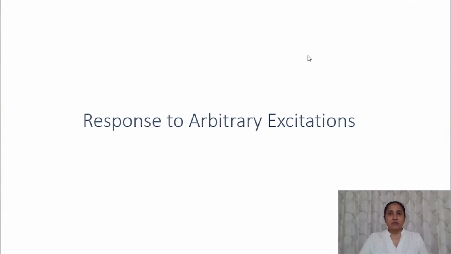In previous lectures, we learned the responses of a single degree of freedom system under free vibrations and under harmonic and periodic forces. From now onwards, we will learn the responses of single degree of freedom structures under any arbitrary excitation. So, as a first step, let's understand the response to unit impulse.